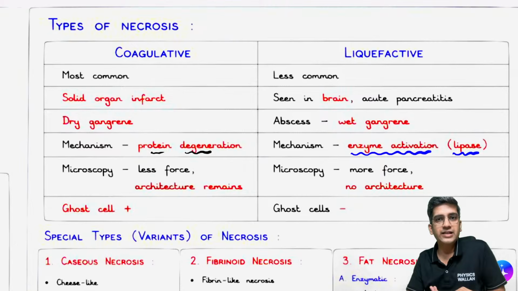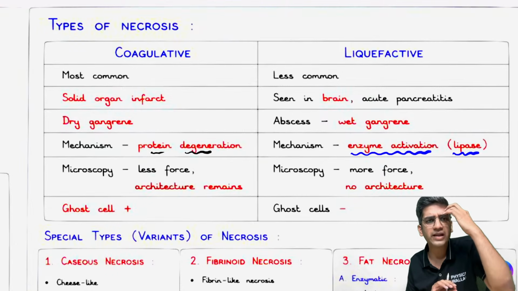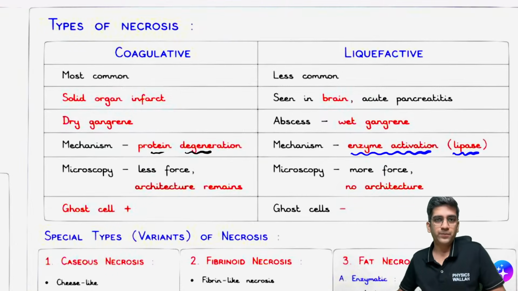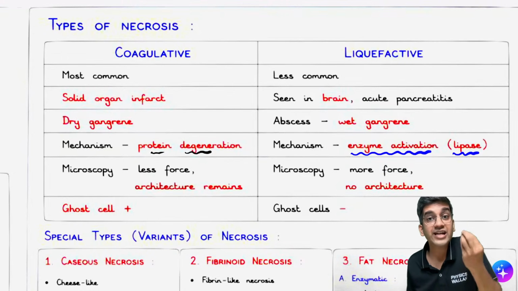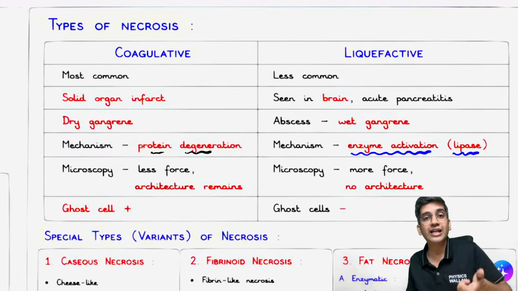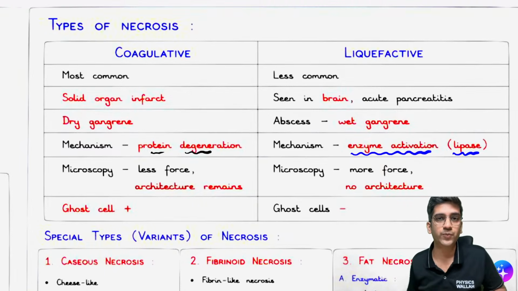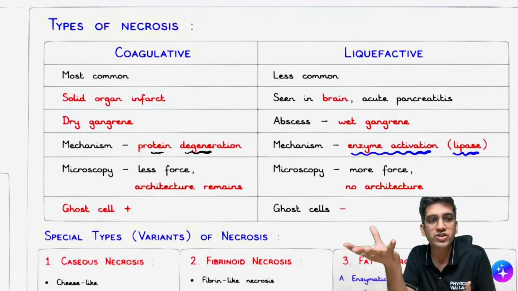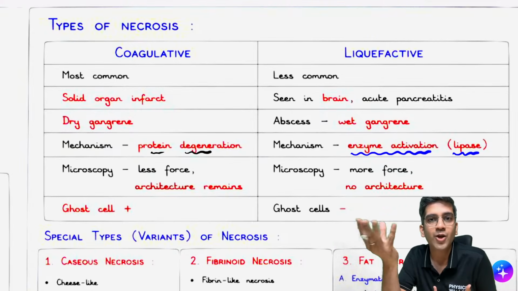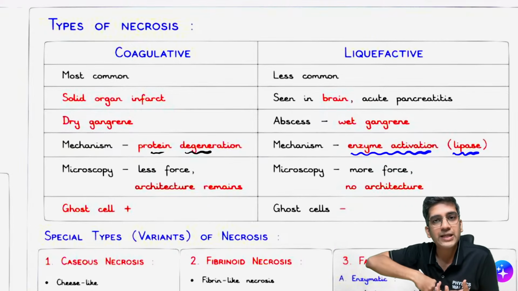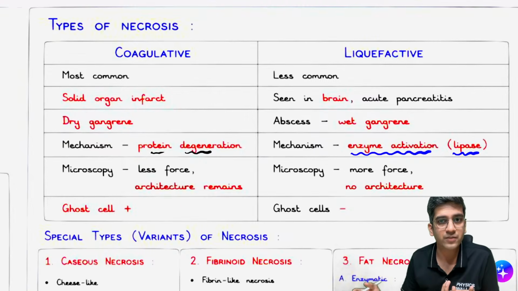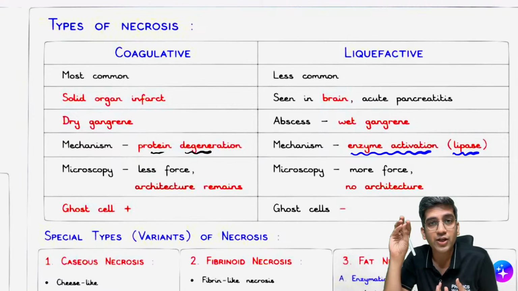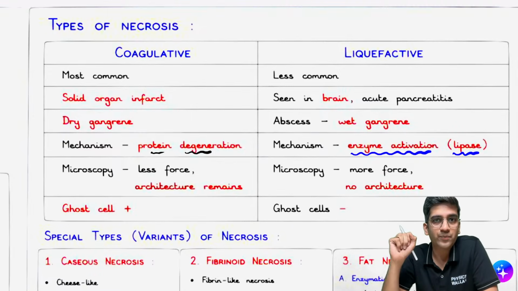Because acute pancreatitis is a common example. Then also the brain is abundantly rich in fat. I cannot destroy brain with proteases. I need lipases. So I have to activate lipase to destroy brain. That's why brain is liquefactive. Acute pancreatitis, you know what the mechanism is, right? All the pancreatic enzymes will come outside: trypsinogen, chymotrypsin, lipases, amylases. So when they come outside, the entire pancreas will be dissolved. Right? That's the mechanism of acute pancreatitis.